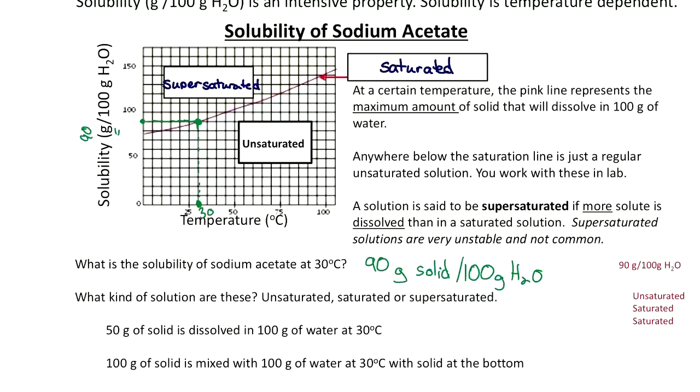Is it above the line, below the line, on the line? It is, so 50 grams in 100 grams of water. We're like right here. Okay, so we're below the line.